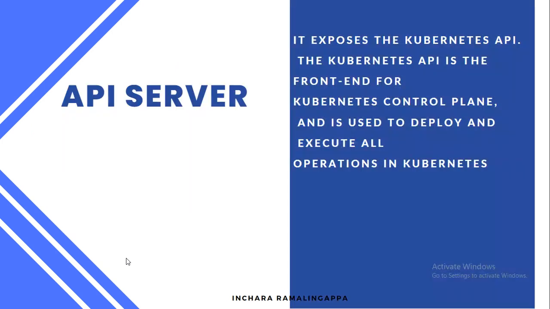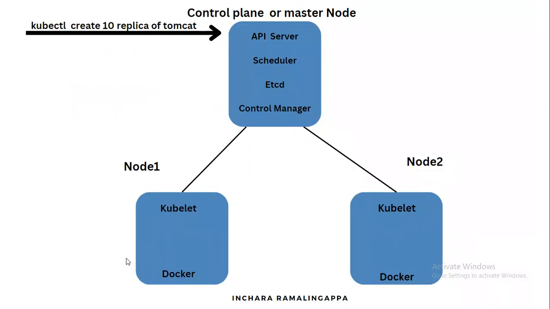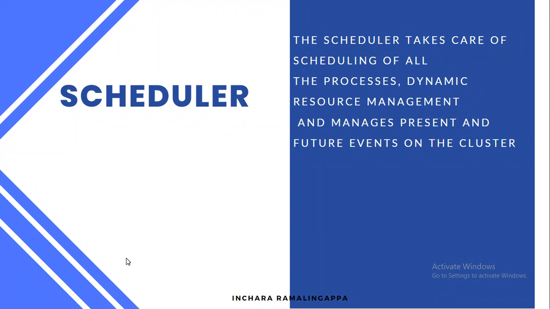It processes that request. So, for example, if I give a request like kubectl create 10 replicas of tomcat, this is my request. That request will be processed by the API server. Then the rest of the action will be taken care of by the other components here.